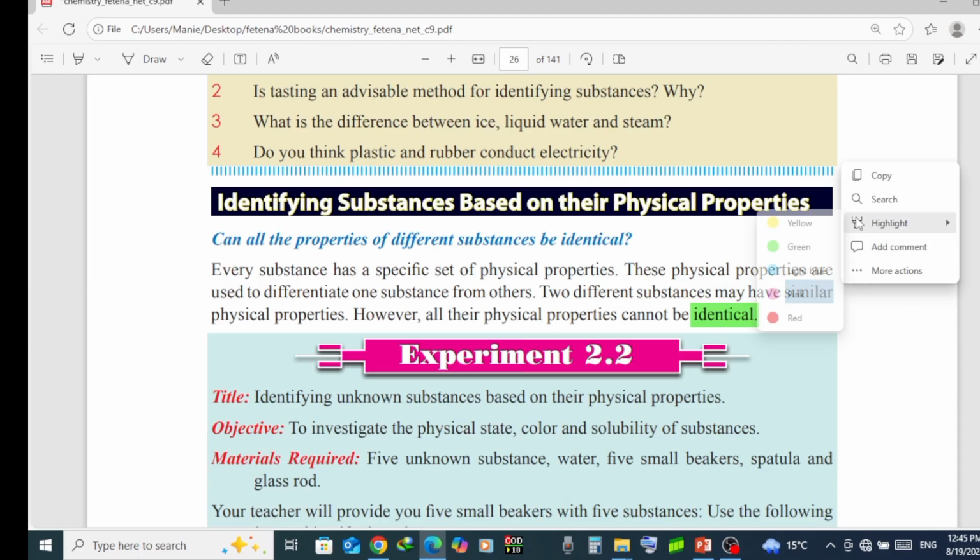So one says similar and the other says identical. Let's try to understand this statement. Two different substances may have similar physical properties. For example, water is liquid, milk is also liquid. Their physical properties are similar. However, all physical properties in this case being liquid cannot be identical. So water and milk are similar by being liquid, but they are not identical. This is the main idea of this.